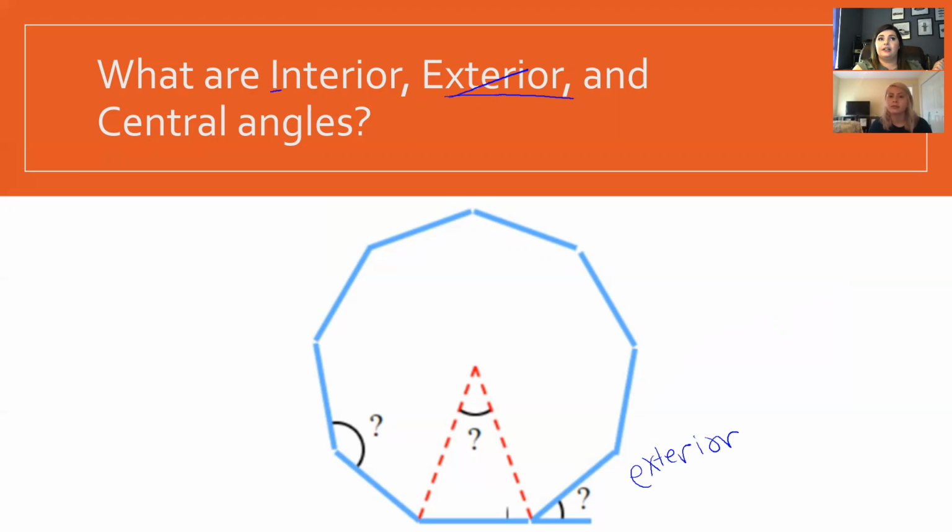So interior has a little hint for us, and that's in, meaning inside the shape, interior. And then we'll cross that out. So then the only one that's left is central. But whenever I think of central, I think of center, right in the middle of town.